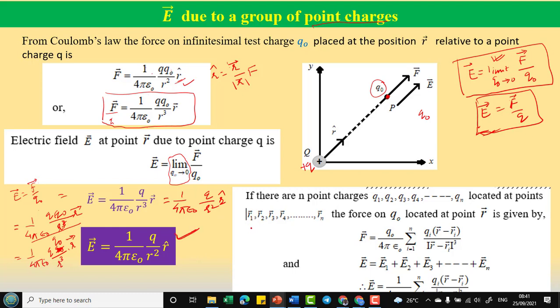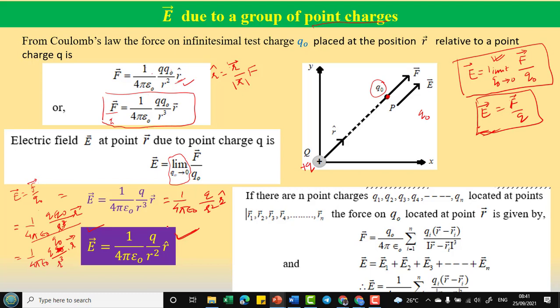So due to a positive point charge plus q, the intensity of electric field at some point which is at a distance r is given by this expression, right?